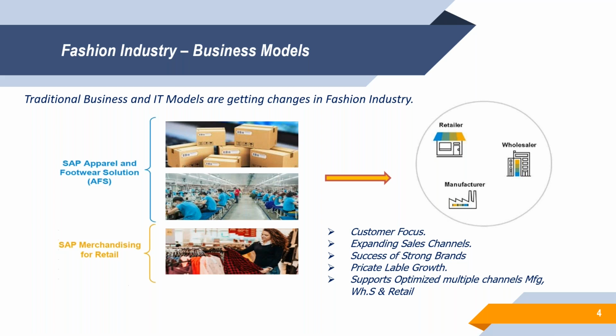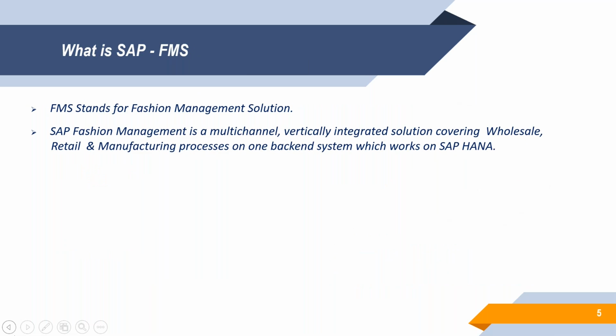Basically, with this we can have better customer focus, expand the sales channels, and have the success of strong brands with private labels. Now, FMS stands for Fashion Management Solutions, as I said, and SAP Fashion Management is a multi-channel vertically integrated solution covering all three functionalities of wholesale, retail, and manufacturing processes. And of course, this works based on the SAP HANA database.